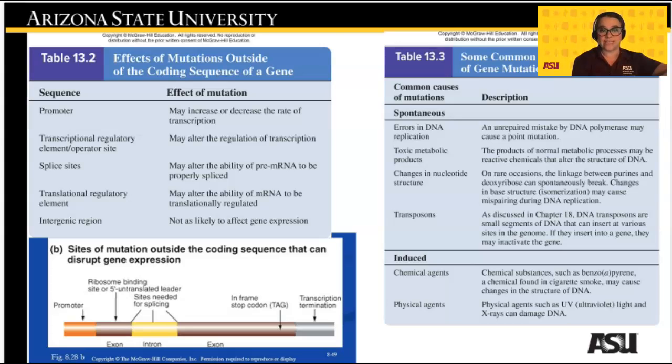Additionally, isomerization, or the rearrangement of the nucleotides, can cause mispairing. And transposons, or jumping genes, can insert themselves into other parts of the genome, inactivating a gene. There are also induced mutations that can occur, and these are more environmental factors.